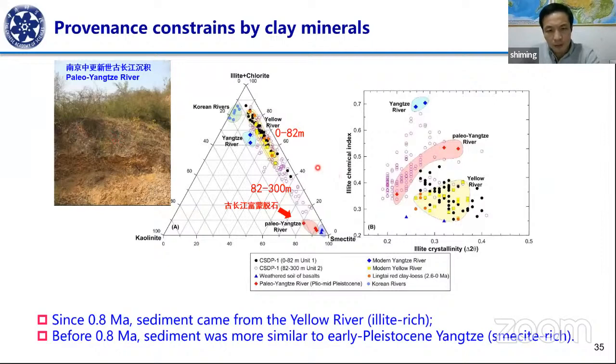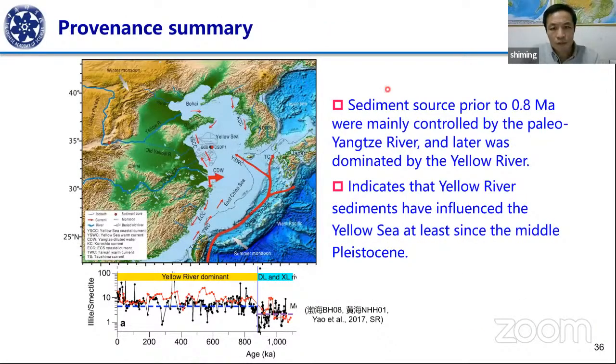So this is interesting. The summary is that the sediment source before 0.8 million years ago was mainly controlled by the Paleo-Yangtze River, and later was dominated by the Yellow River. So this suggests that the Yellow River sediments have influenced the Yellow Sea at least since the middle Pleistocene. So they may also be linked to river evolution.